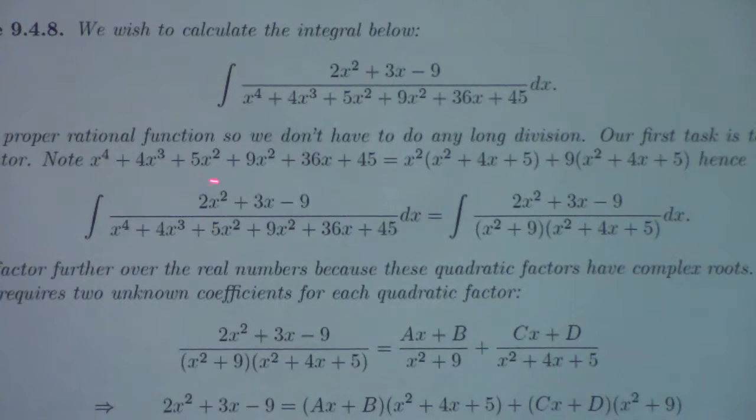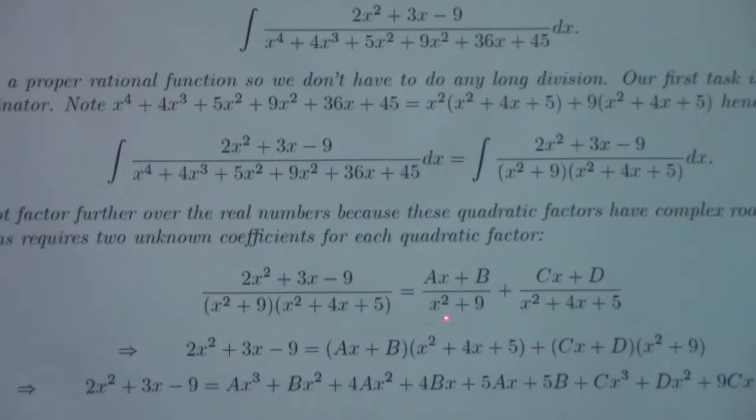But this you can factor by grouping. There's an x squared that's common to a lot of things. There's a 9 that's common to a lot of things. And then out pops this x squared plus 4x plus 5. So then you can use the distributive property to factor by grouping. And so this is actually x squared plus 9 times x squared plus 4x plus 5. Yay. Now, once I have that, I know this is the partial fractions decomposition.